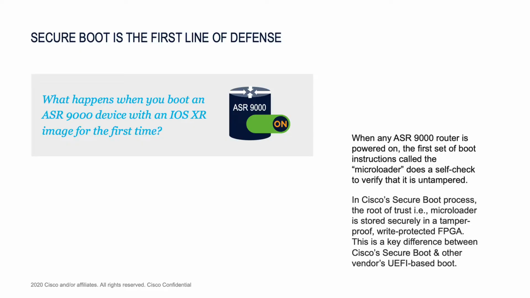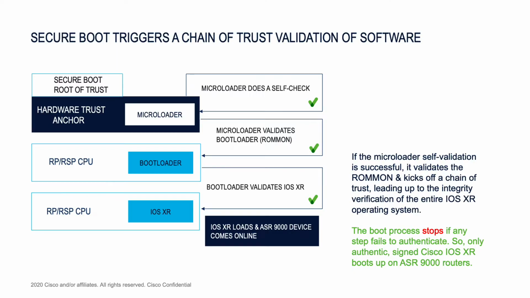Now for us to ensure that it cannot be tampered with, we safely store this microloader in a tamper-proof, write-protected FPGA. And this makes the microloader the root of trust for Cisco's boot process. And this is what differentiates Cisco's boot process from any normal boot process and makes it a secure boot process. So you would have heard of this term called secure boot. This is what it means. We follow a root of trust which is anchored in hardware, meaning the microloader is stored in a tamper-proof hardware location and it kicks off a chain of trust verification. This is what we'll see in detail now.